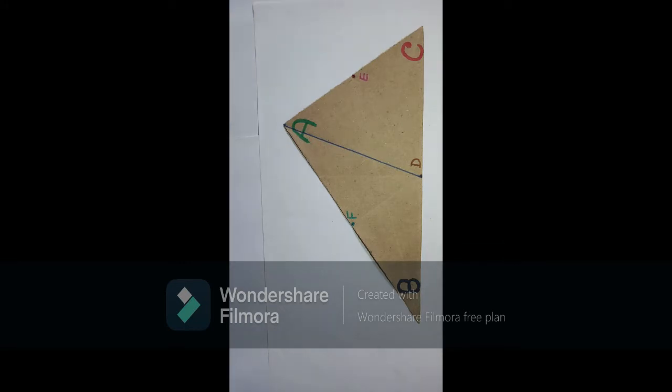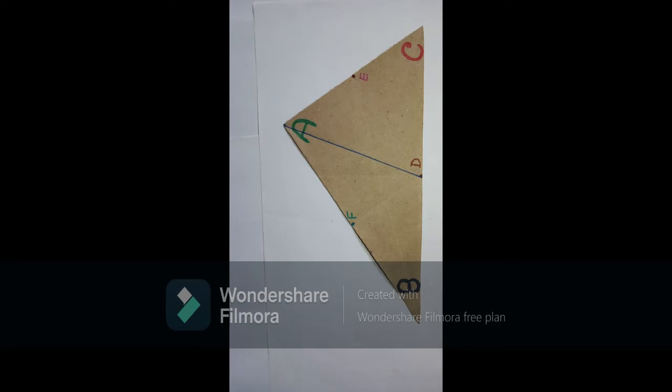We all know that medians of a triangle are concurrent. That means the medians meet at a point. How many medians are there in a triangle? 3. And what is the point of concurrency known as? Known as the centroid of the triangle.